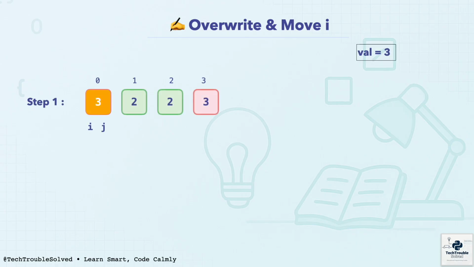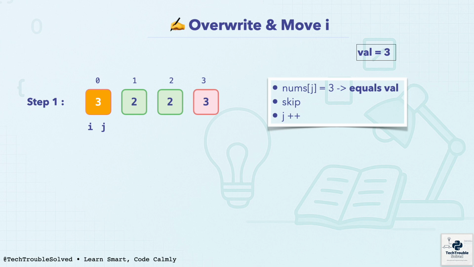Let's walk through this step by step. At the beginning, both pointers i and j are at index 0. The value at index 0 is 3. Since this value is equal to val, we skip it. So in this step, only pointer j moves forward.